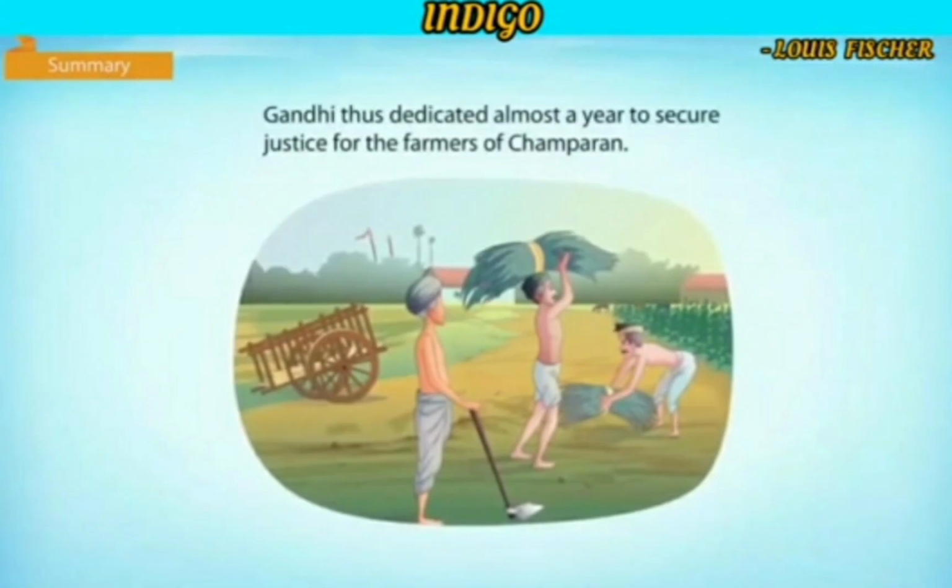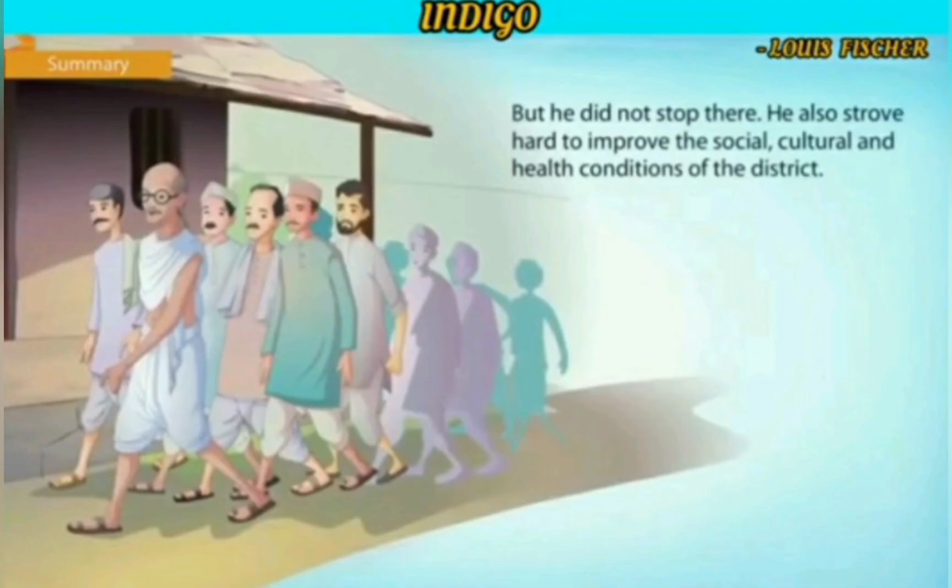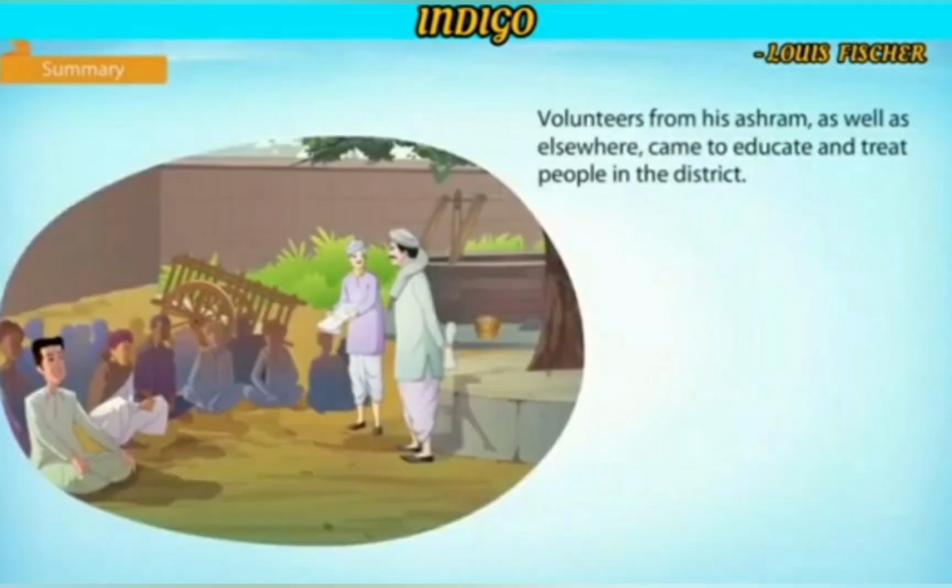Gandhi thus dedicated almost a year to secure justice for the farmers of Champaran. But he did not stop there. He also strove hard to improve the social, cultural, and health conditions of the district. Volunteers from his ashram as well as elsewhere came to educate and treat people in the district.